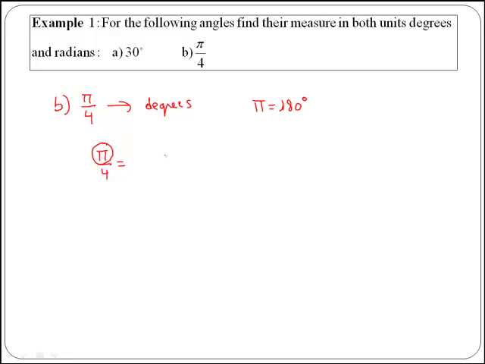The only thing that we have to do is to replace pi by 180. So we have 180 over 4, which is equal to 45 degrees. Therefore, pi over 4 radians is the same as 45 degrees. So in order to change from radians to degrees and vice versa, you just need to remember pi radians is the same as 180 degrees.